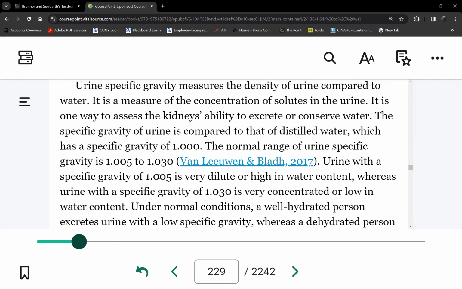What if it's the other way around? What if it's fluid overload? What will the specific gravity be? 1.004 or less.